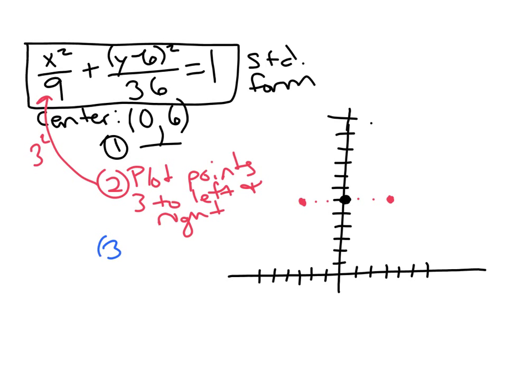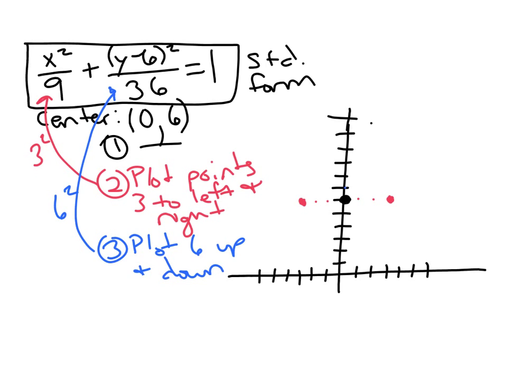And then last step here comes from the 36 in the denominator here. So since that's 6 squared, you're going to plot points 6 units up and down from the center. So 1, 2, 3, 4, 5, 6. So this would be at 12, right? Because this is 6 right here, and we went up 6 from there. So that's at 12. And then down 6, well, if this is 6 in the center, then if we go down 6, we're down to 0.